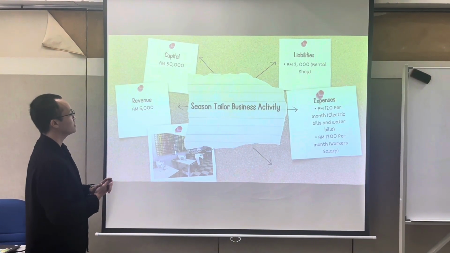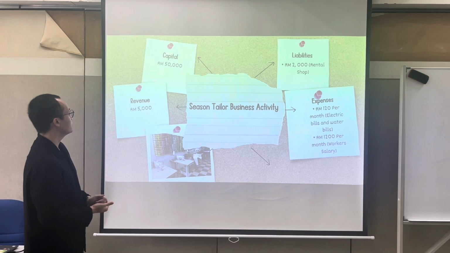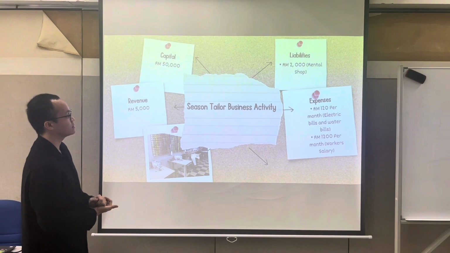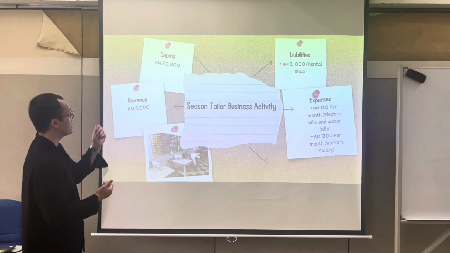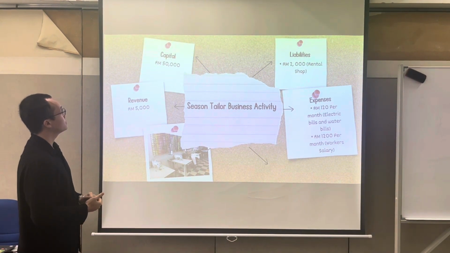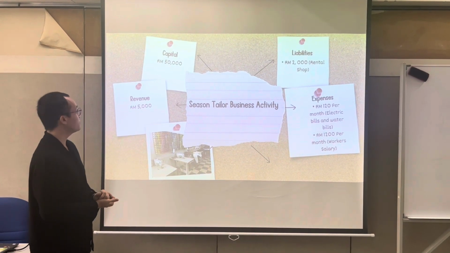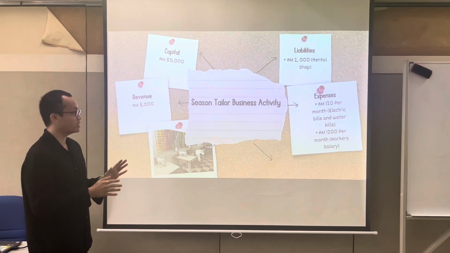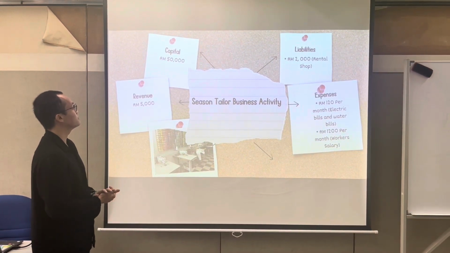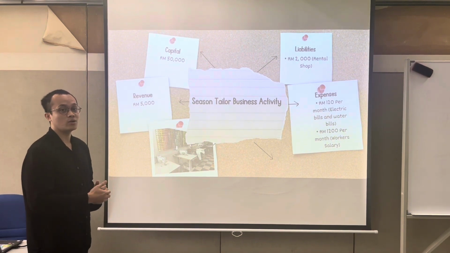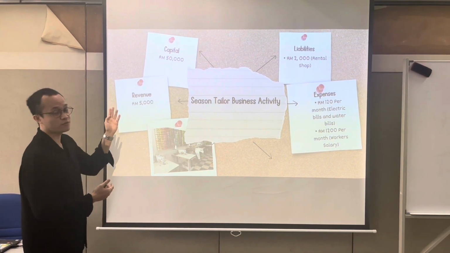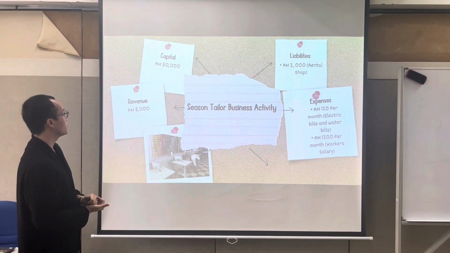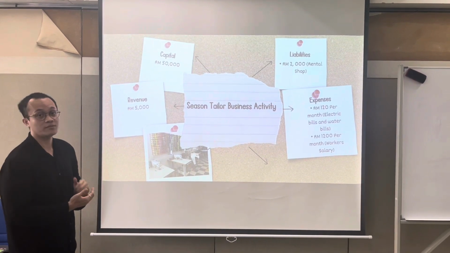They have four business activities. First one is capital, second is revenue, third is liabilities, and lastly is expenses. I want to talk about the capital first. Capital is that the owner brought 50,000, his own money. They don't borrow anything from banks or money lenders. This is from the previous family business.